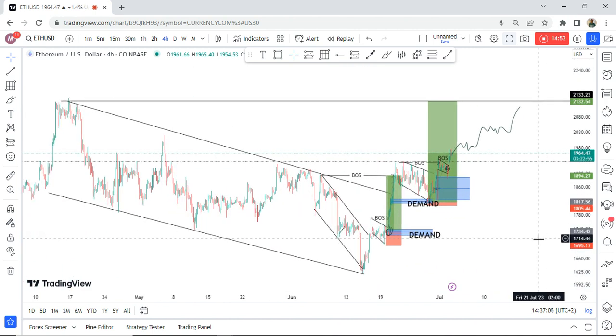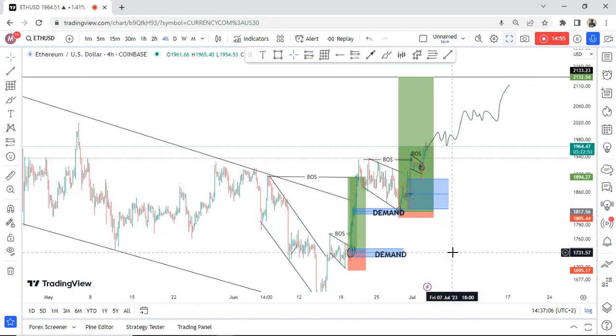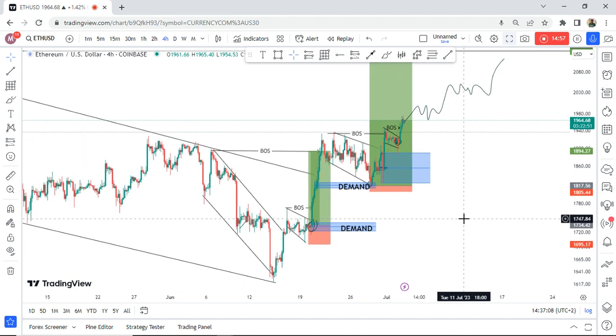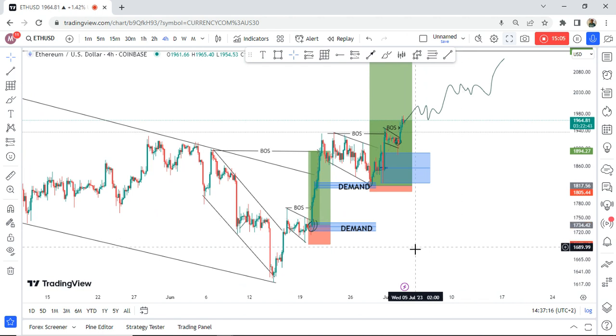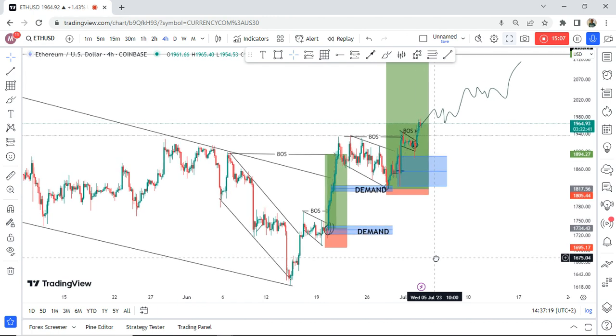So this is my watch list for the week, guys. These are the only pairs that I will be focusing on. Any screenshot or results that you're going to be seeing from me will be from these pairs that I just analyzed in this area with you.